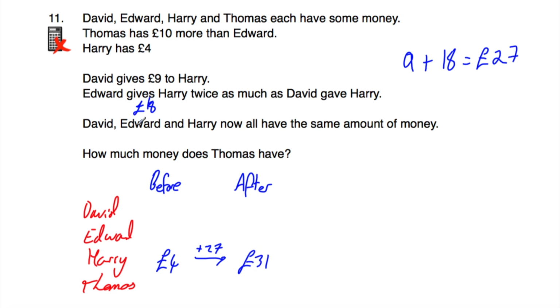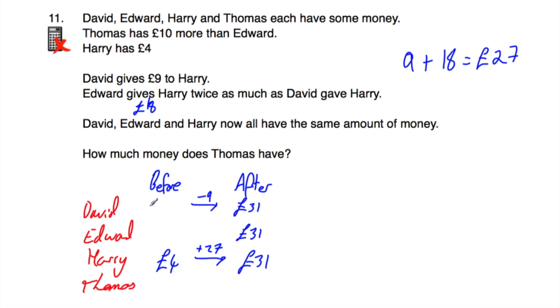Now we're told that David, Edward, and Harry now all have the same amount of money. So that means they've all got £31, and Edward and David have £31 as well. Now let's find out how much they had before, because we know that David gave Harry £9. So the amount of money that David had went down by £9, because he gave him £9.